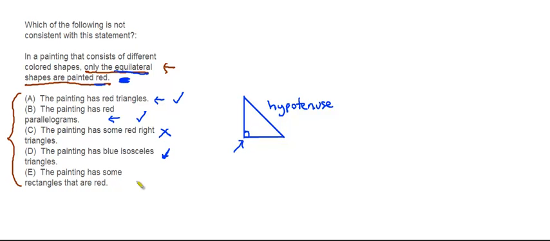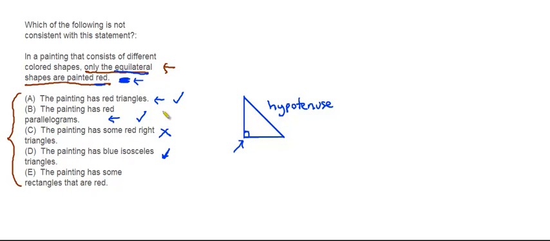And then E, the painting has some rectangles that are red. Well, if you have rectangles that are red, remember that squares can be rectangles. Rectangles can't be squares, but squares can be rectangles, and squares are equilateral. So again, that's not going against the statement here either.